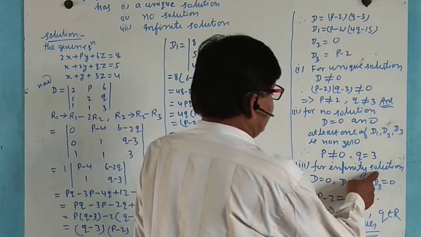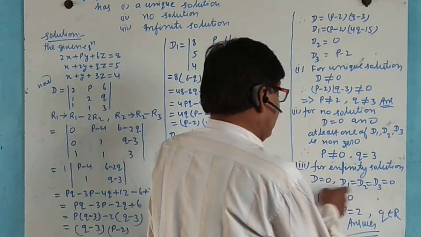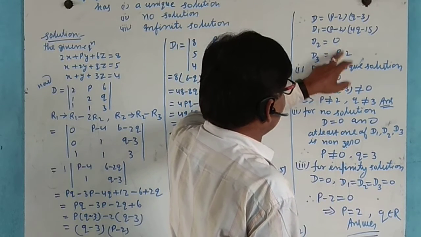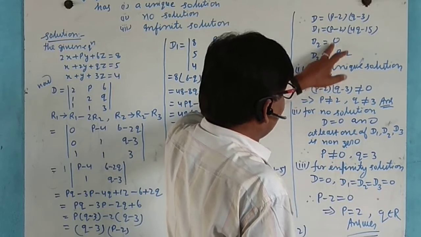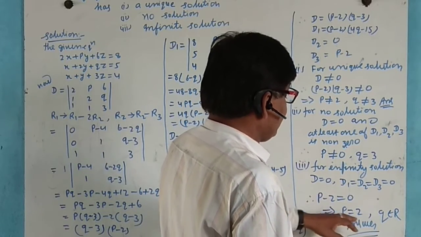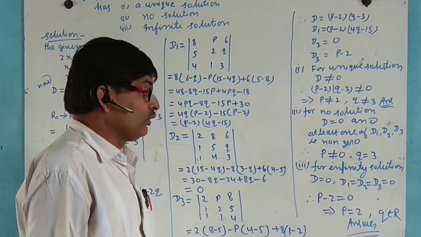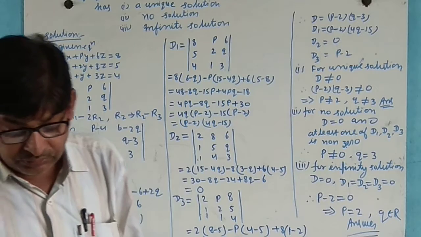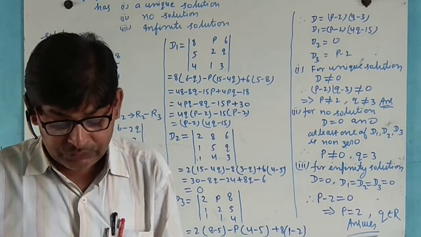And for infinite solutions, d, d1, d2, d3 all are 0. It means that p minus 2 is present here, so p minus 2 must be 0. It means that p equals 2 for infinite solutions. And now we see another problem.